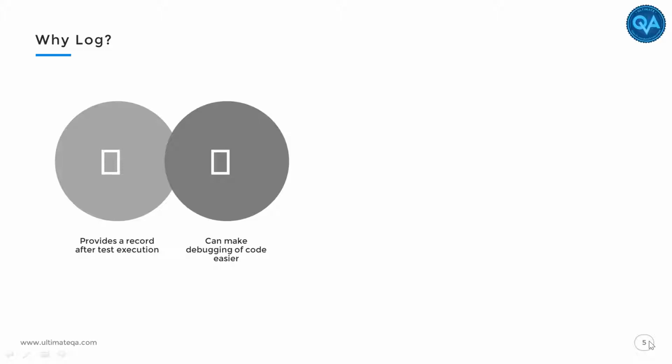And so logging allows us to debug easier. When we have good logging, we can actually use the log in order to retrace our steps and figure out what went wrong in our test automation, as opposed to just having to rerun the entire test.